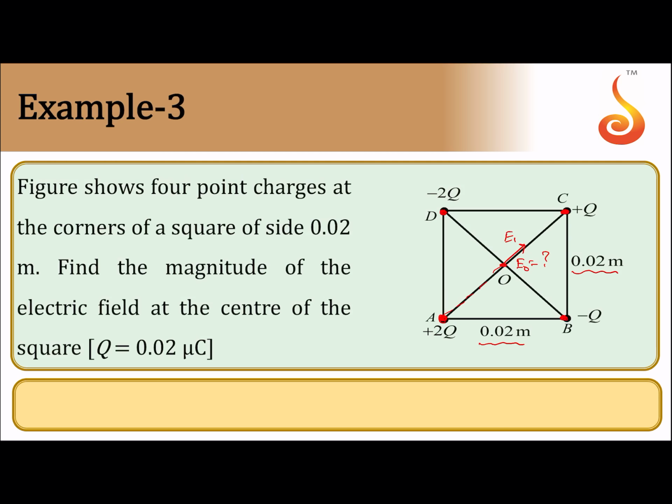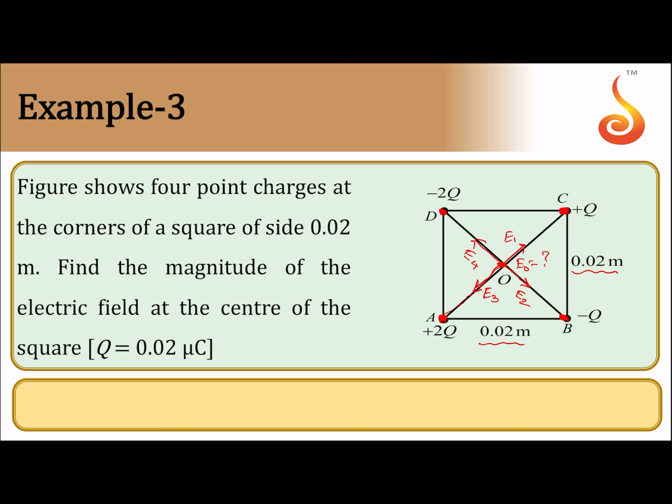Now if I go to B, B is now minus q. Minus q means it will attract or repel? It will attract, so this will be E2, the electric field at O due to the minus q at B. Now you have plus q at C. Plus q again will repel, so it goes this way. This will be E3, electric field at O due to the charge plus q at C. And last you have D. D is also negative. Negative means it will attract. So you have electric field E4 this way. Electric field E4 is the electric field at O due to the charge minus 2q located at D. So you have 4 directions.